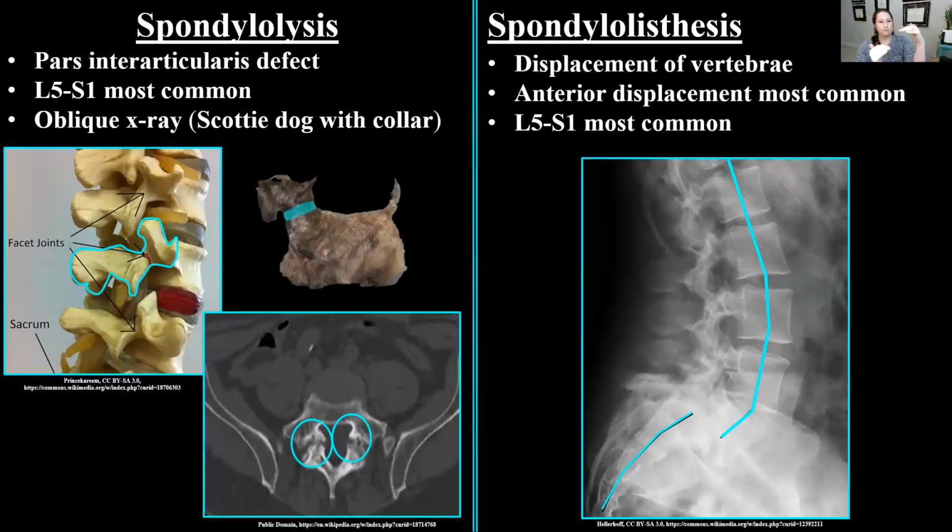Spondylolisthesis is where the spine has subluxed on each other. So this is a displacement of the vertebra, and it's usually anterior displacement of this. The most common place, again, is L5-S1 for both of these.